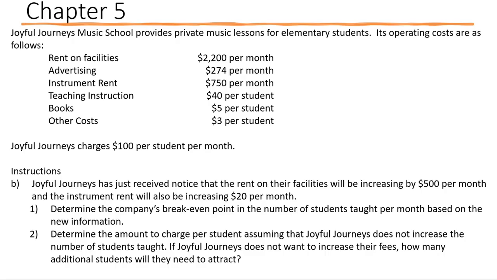So we're going to determine the company's break-even point in the number of students taught per month based on the new information. And then secondly, we're going to determine the amount to charge per student, assuming that Joyful Journeys does not increase the number of students taught. Okay, so independent things. And then within number 2, if Joyful Journeys does not want to increase their fees, how many additional students would they need to attract?